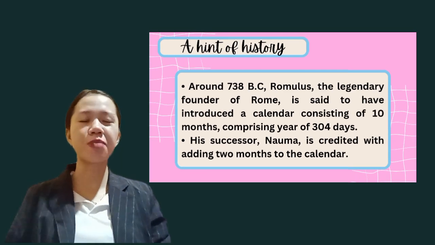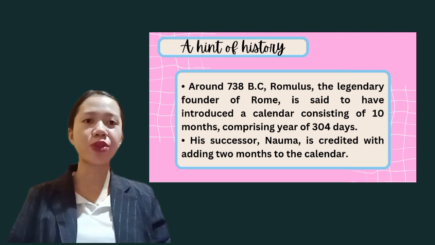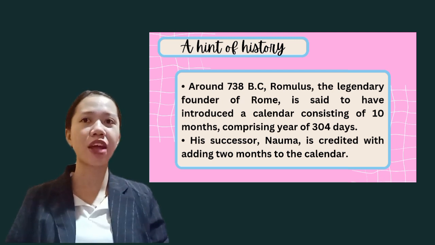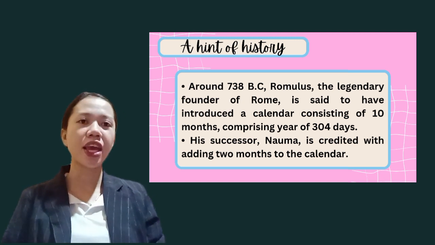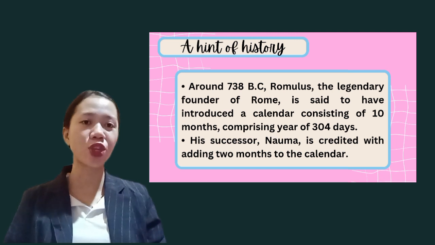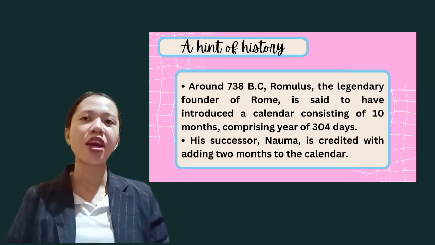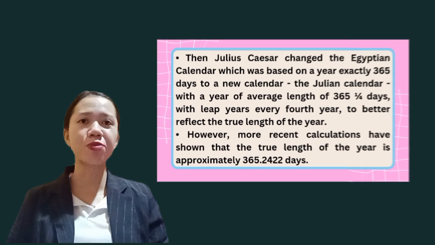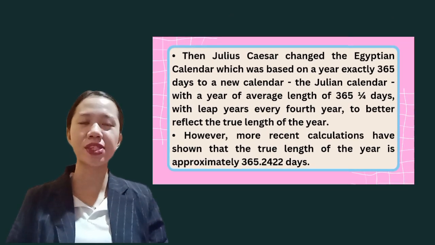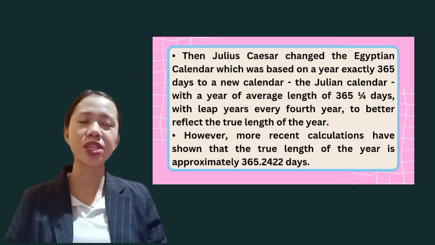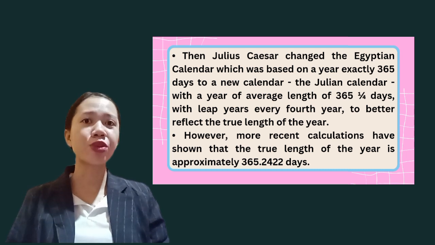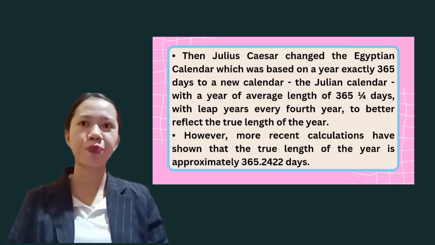Around 738 BC, Romulus, the legendary founder of Rome, is said to have introduced a calendar consisting of 10 months, comprising a year of 304 days. His successor Numa is credited with adding 2 months to the calendar. Then Julius Caesar changed the Egyptian calendar, which was based on a year of exactly 365 days, to a new calendar, the Julian calendar, with a year of average length of 365 and 1/4 days, with leap years every 4th year to better reflect the true length of the year.